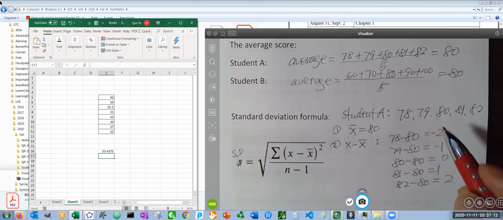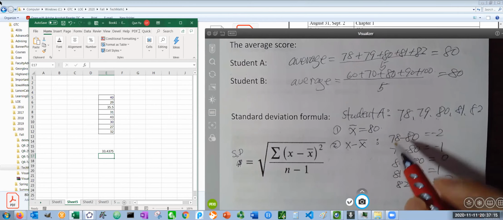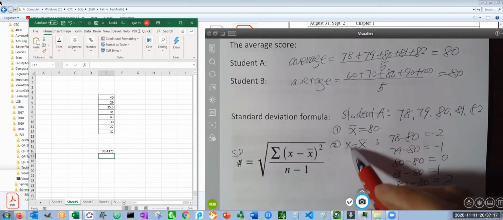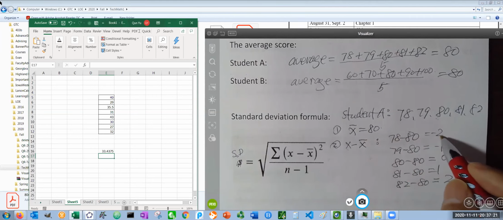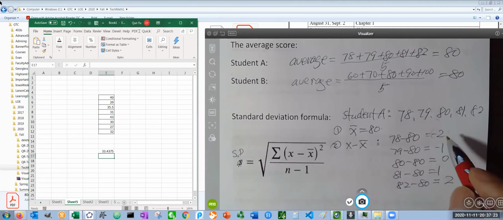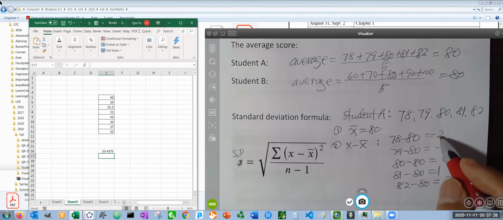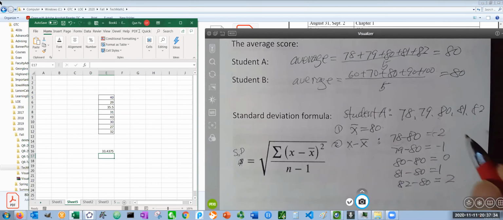This subtraction is called deviation. It just tells you how far this individual score is from the average. 78 minus 80 is negative 2. This deviation just tells us this number is 2 points below the average, 2 points away from average. This is not standard deviation, it's deviation.